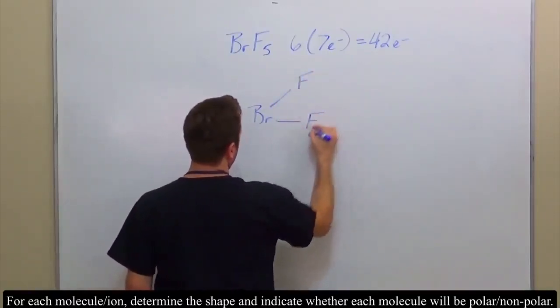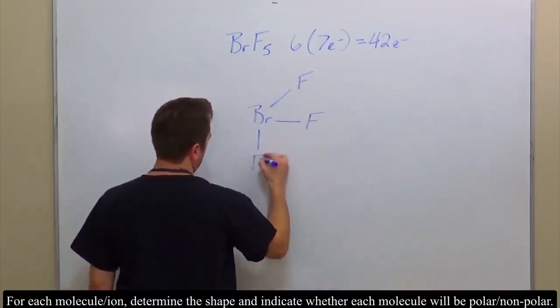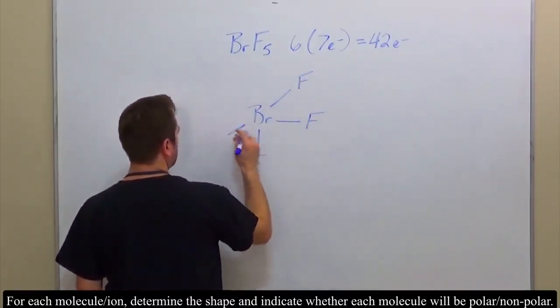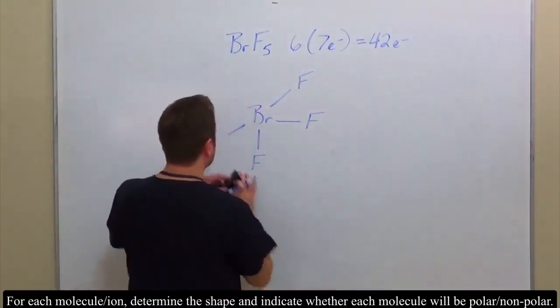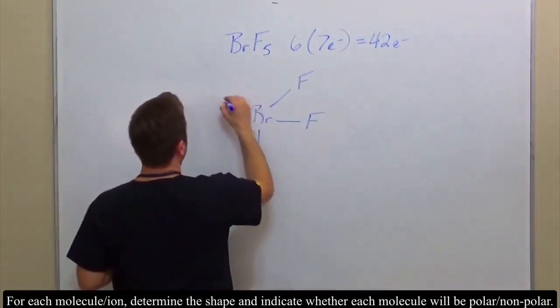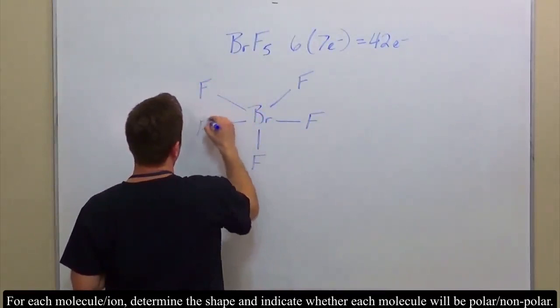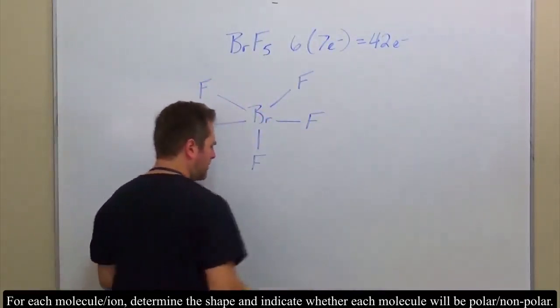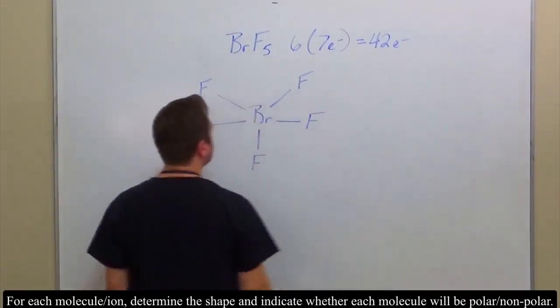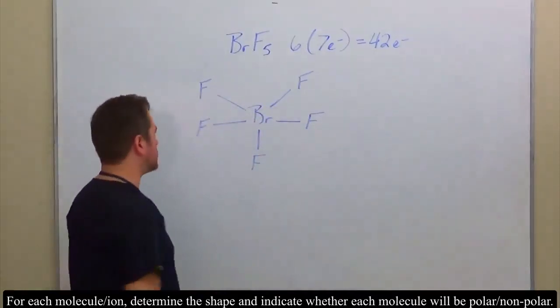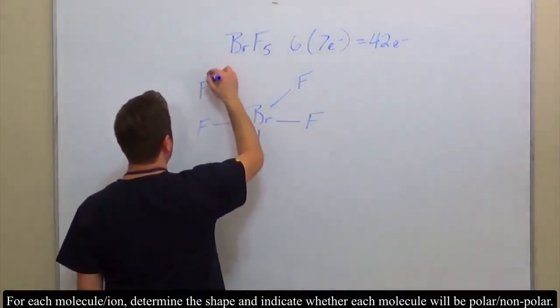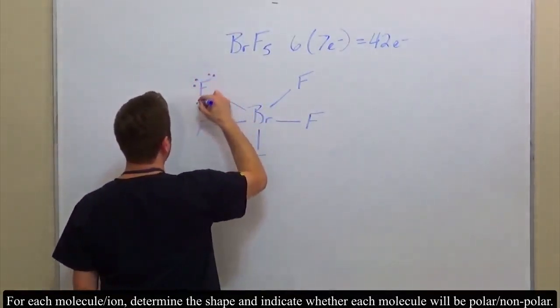And I'm going to just kind of branch it off here and start adding fluorines. So, do this type of structure here. Oops, so I'll try to be consistent on both sides. Just to start with, that doesn't necessarily mean it's the shape, right? Let's make sure we have 42 electrons. So let's complete the octets on all of the fluorines.